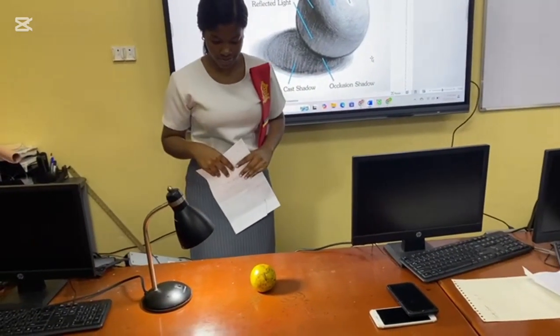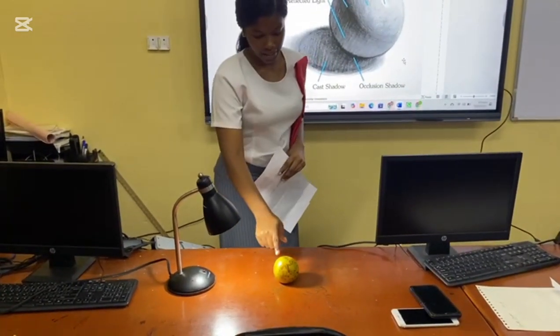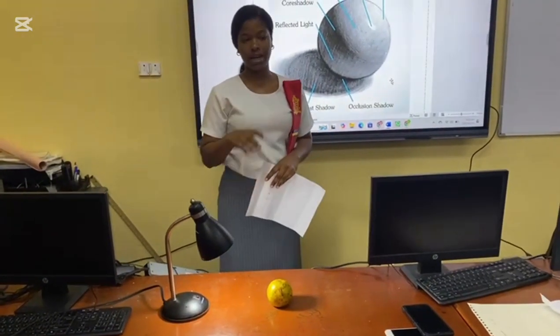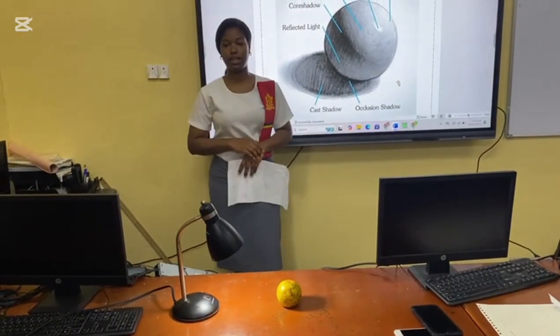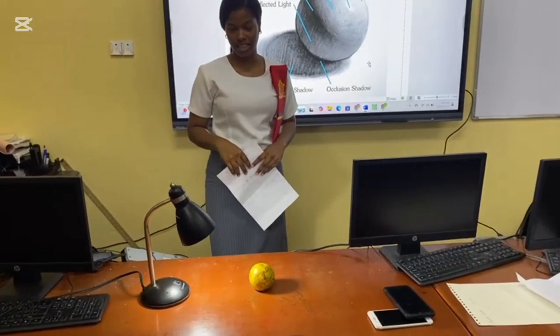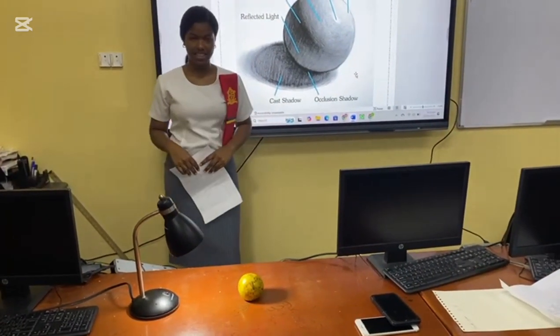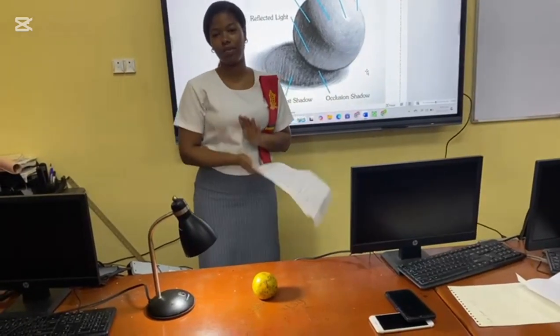Miss, the part that's shining. Yes, right? That's here? Perfect. Indeed. Now, can anybody tell me why we have a highlight on our object? Yes, Ali? Miss, is the reflection of the light, because it's the closest part to the light. Indeed. Let's give her a round of applause.